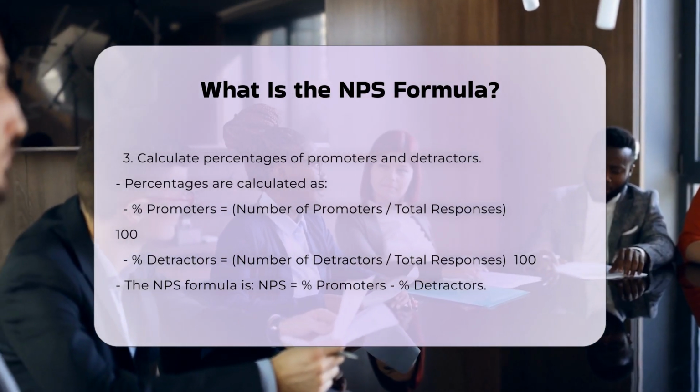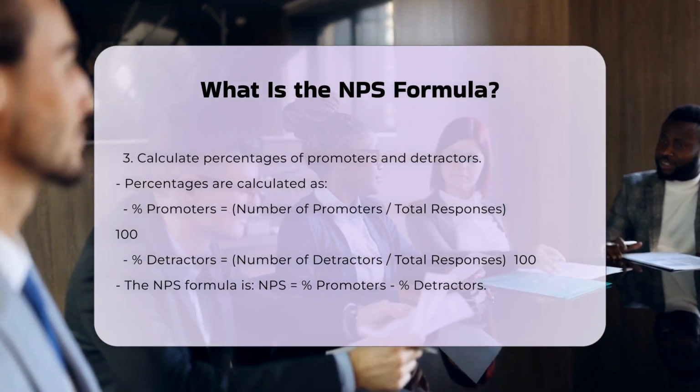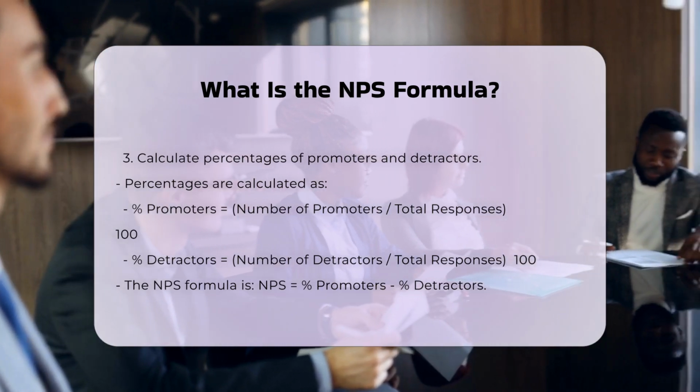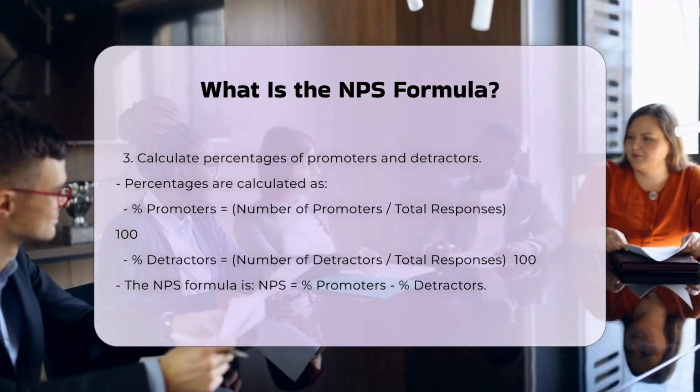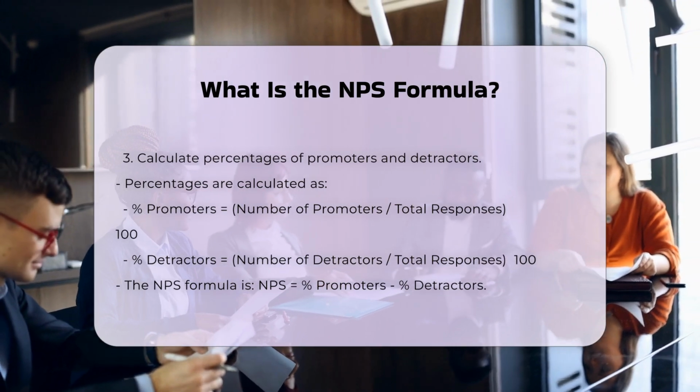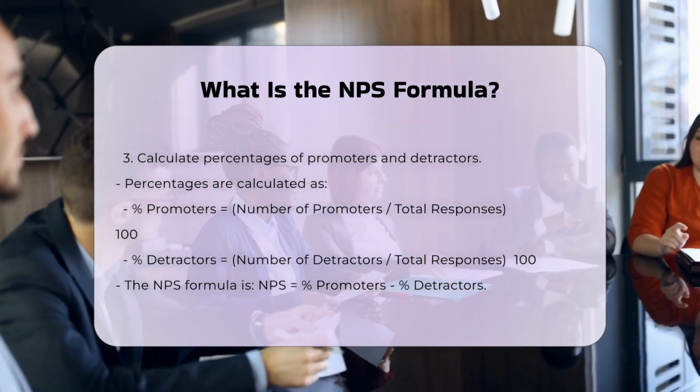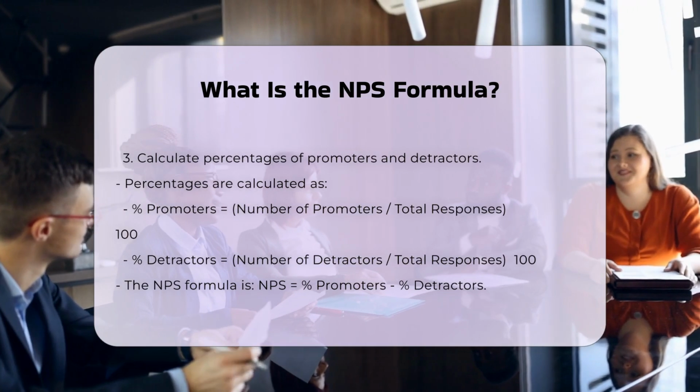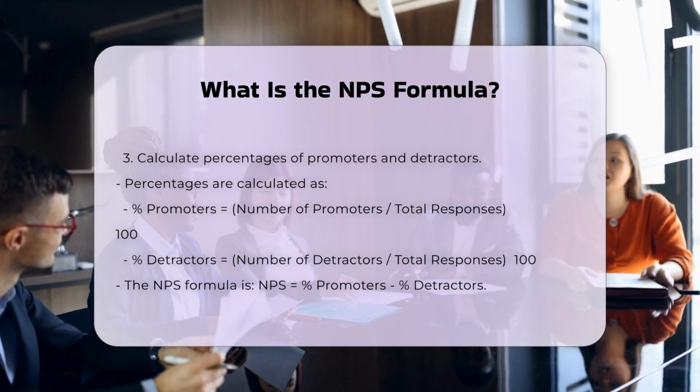Applying the NPS formula. The NPS formula is straightforward. Net Promoter Score, NPS, equals percent promoters minus percent detractors. This means you subtract the percentage of detractors from the percentage of promoters. The result is your NPS score, which can range from minus 100 to plus 100.